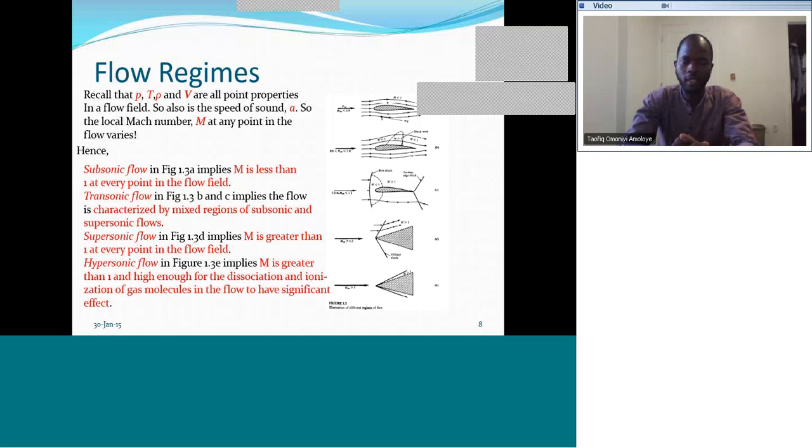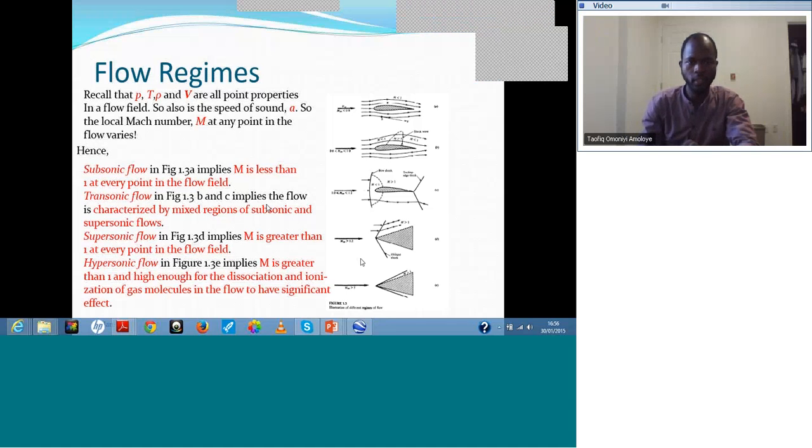The subsonic flow, which is drawn in figure 1.3a, is a kind of flow in which the Mach number is less than one at every point in the flow field. That means not even at any single point is the Mach number equal to one. When you have Mach number equal to one, that means the speed of the object or the free stream speed is just equal to the speed of sound. Then the sonic flow, of course, is a flow in which the speed of the object, or the free stream velocity, is just equal to the speed of sound.